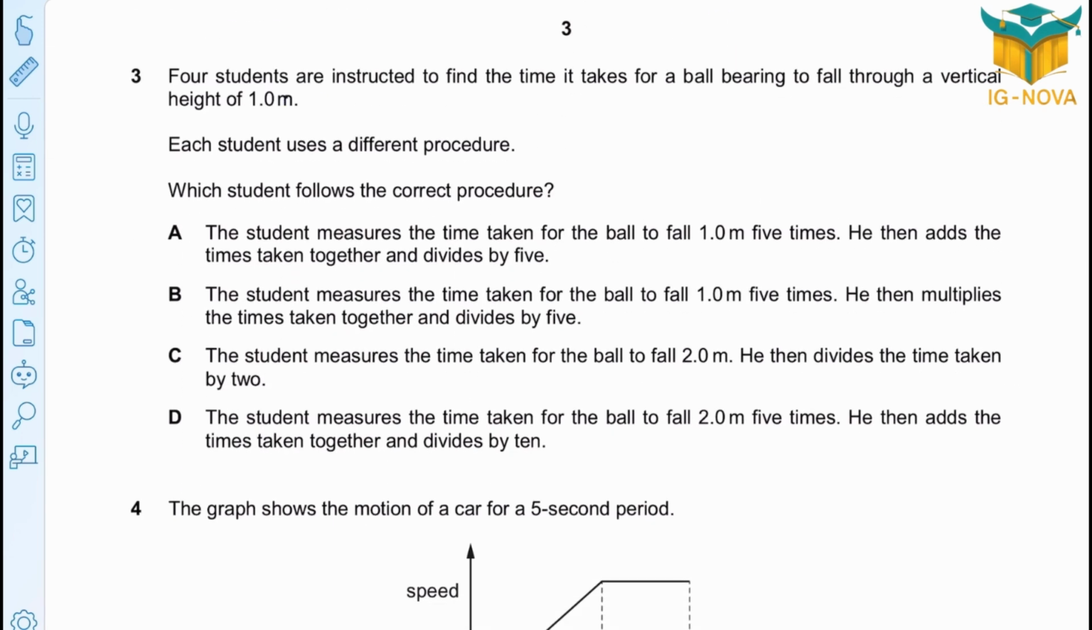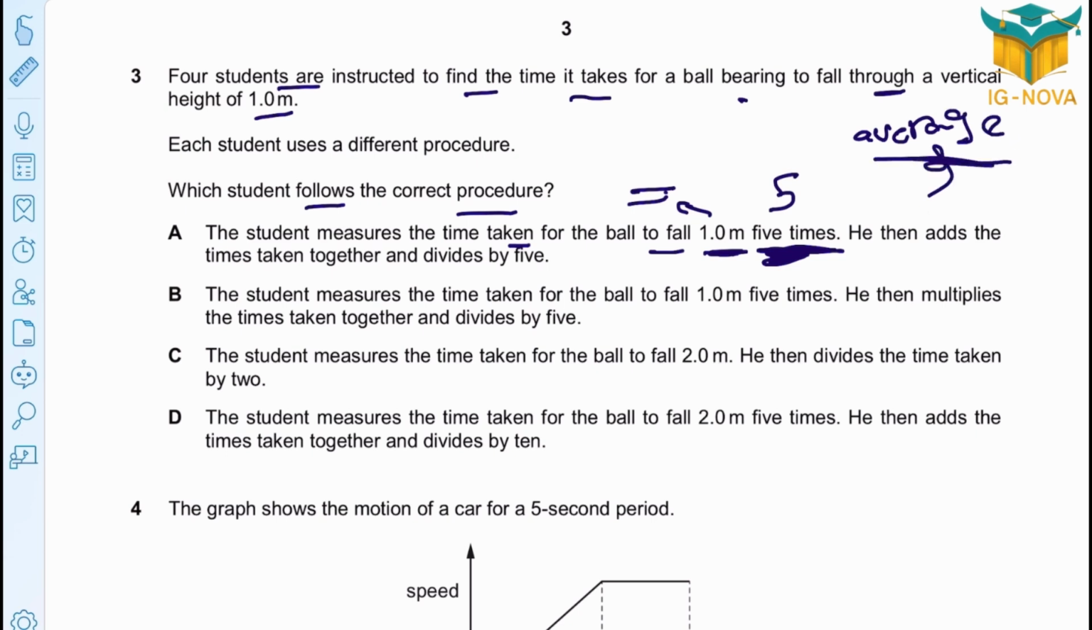Question 3. 4 students are instructed to find the time it takes for a ball bearing to fall through a vertical height of 1 meter. Each student uses different procedures. Which students follow the correct procedure? First one, the student measures the time taken for the ball to fall 1 meter 5 times. He has a 1 meter short distance, 5 trials. More trials lets you get the average, the most actual rate. Then he adds the time taken, the total time, and divides by 5, which is the 5 trials. Yes, this one is correct.